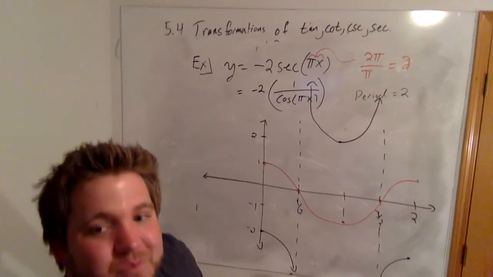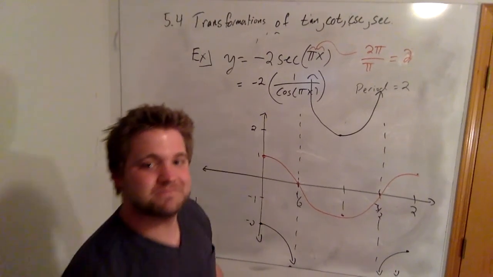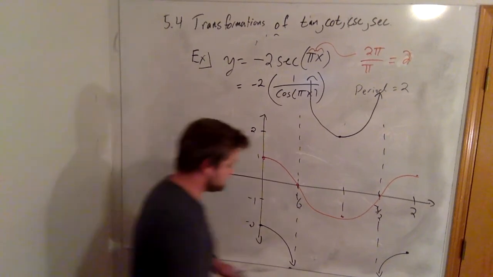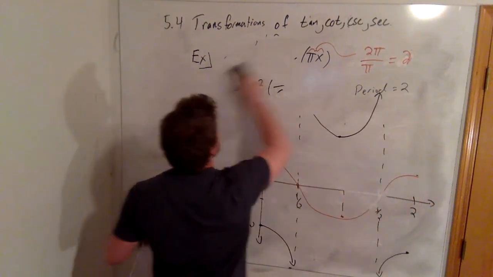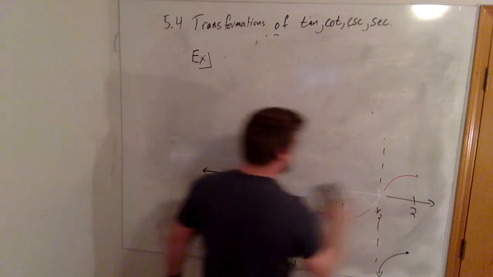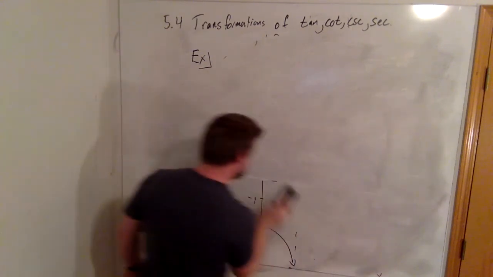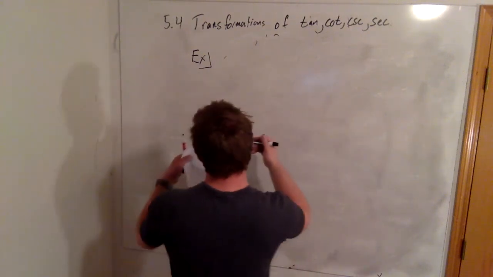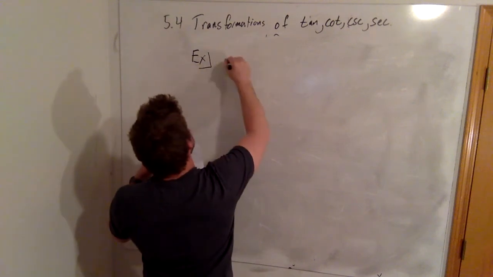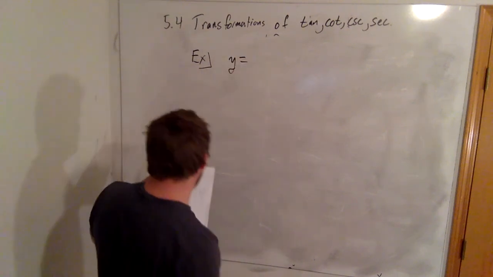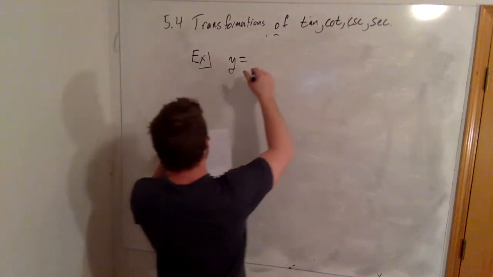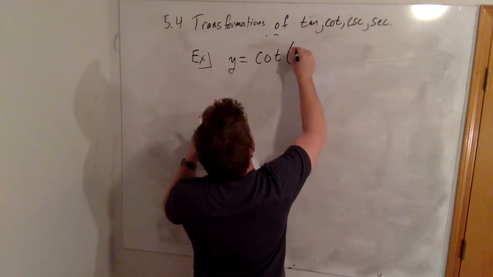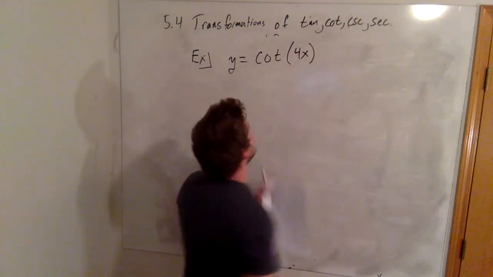Okay, let me move the camera down just a little bit. Awesome. Let's go ahead and do one more. Okay, let's do y is equal to, how about we just do cotangent. Let's do cotangent of 4x. Go ahead and give this one a shot.